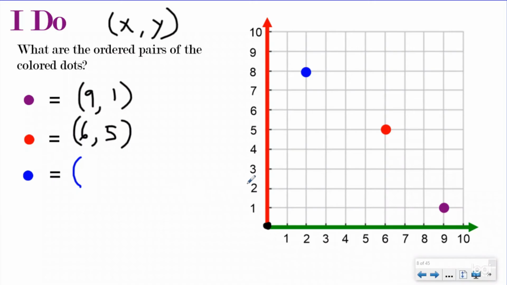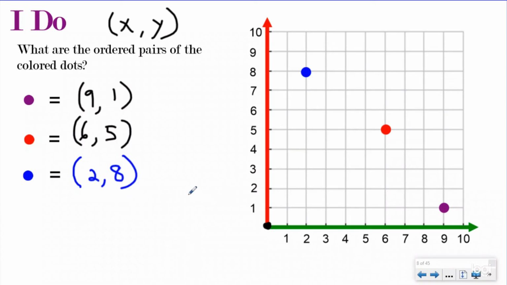You got to shuffle on the card before you climb up the steps. I'm going to start at the origin. I'm going to shuffle over 2 to get underneath of it, so my X coordinate is going to be 2. Then I'm going to climb up 1, 2, 3, 4, 5, 6, 7, 8, and my Y coordinate is going to be 8. And so my ordered pair is (2, 8).